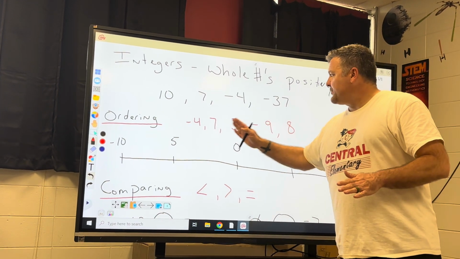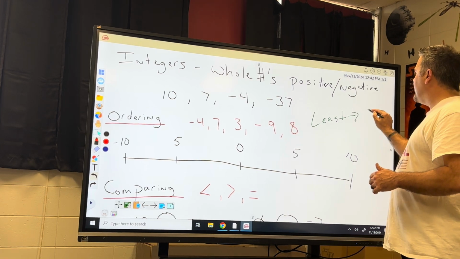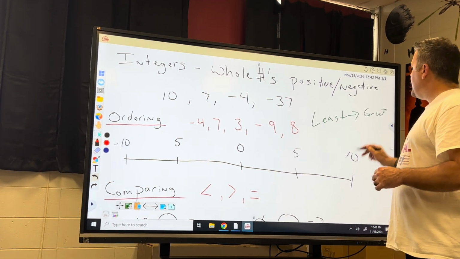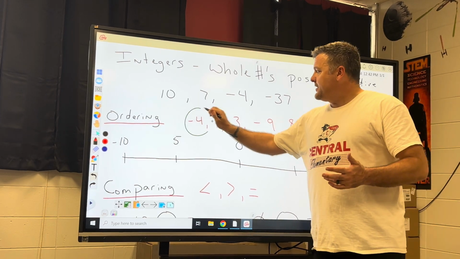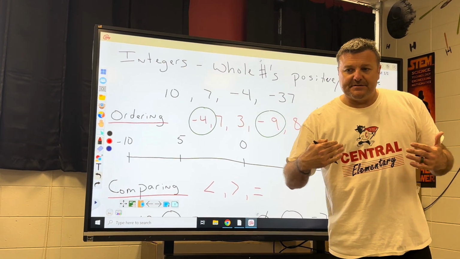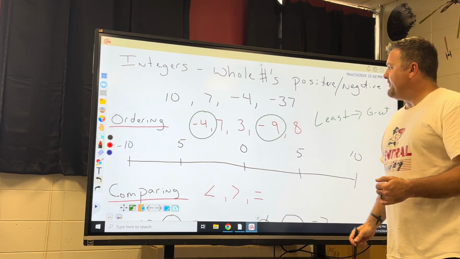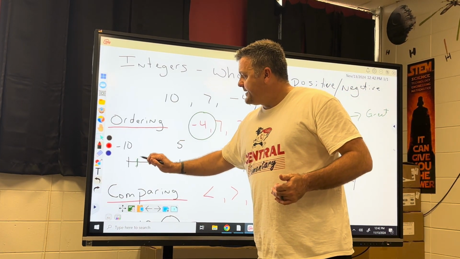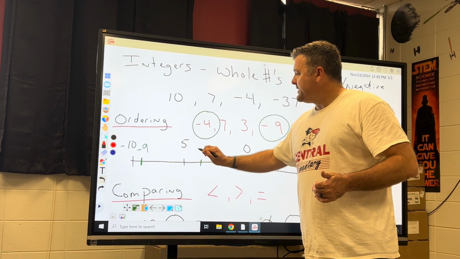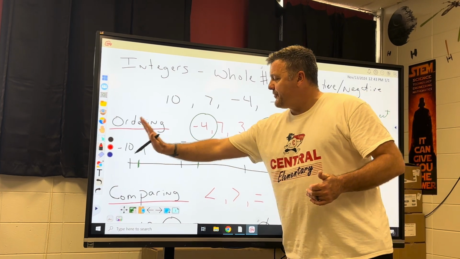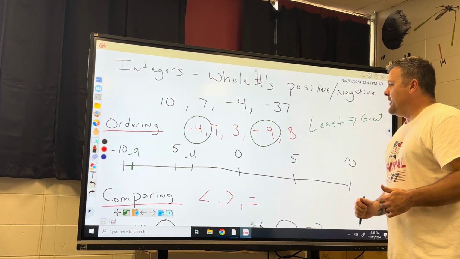So putting these numbers in order, let's say least to greatest, okay? I told the kids, one thing that you can do is let's focus on just the negative numbers first, because those are going to be the smallest numbers. Now, one thing we did have to realize is that when dealing with negative numbers, the further away from 0 you get, the smaller you get, okay?